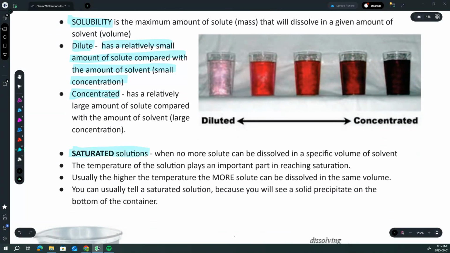Now, saturated solutions, that's another term you need to know. That is, I should highlight this, that is when no more solute can be dissolved in a specific volume of a solvent. Okay, so you put in as much solute as you can possibly dissolve. Now, if we were comparing this to something like an unsaturated solution, that just means you haven't put the maximum amount of solute in the solvent.